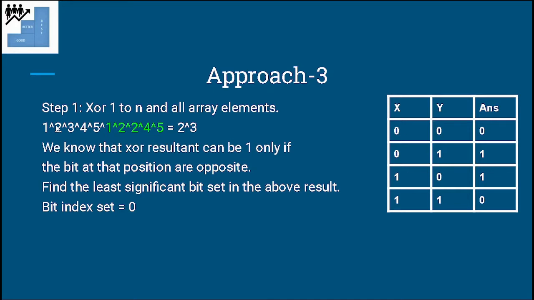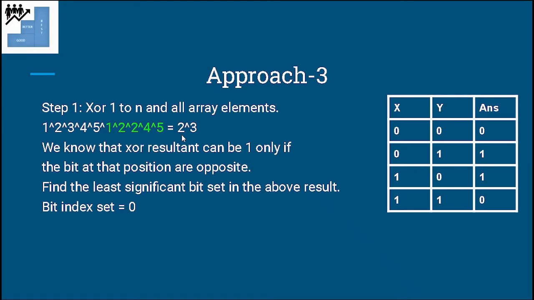So what we get is 1 cancels out 1, 2 cancels out 2, 3 remains because it is not there to get cancelled, 4 cancels out 4, 5 cancels out 5. So we get 2 XOR 3. Basically, the output of this operation would be the XOR of the missing and the duplicate elements.